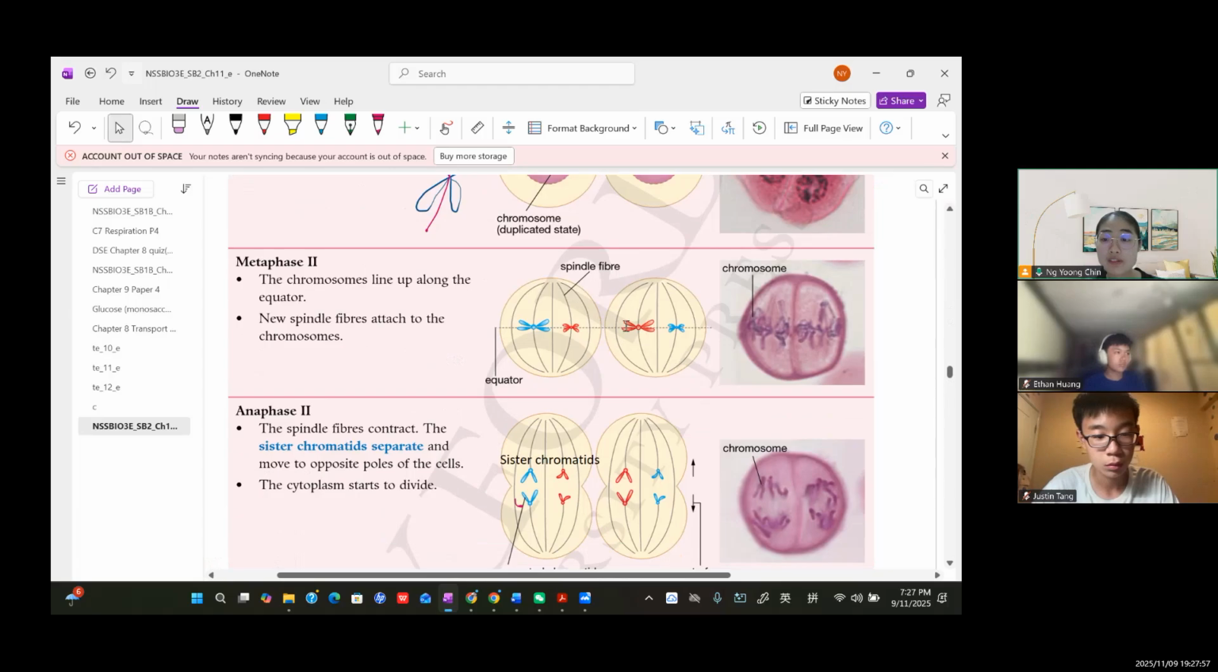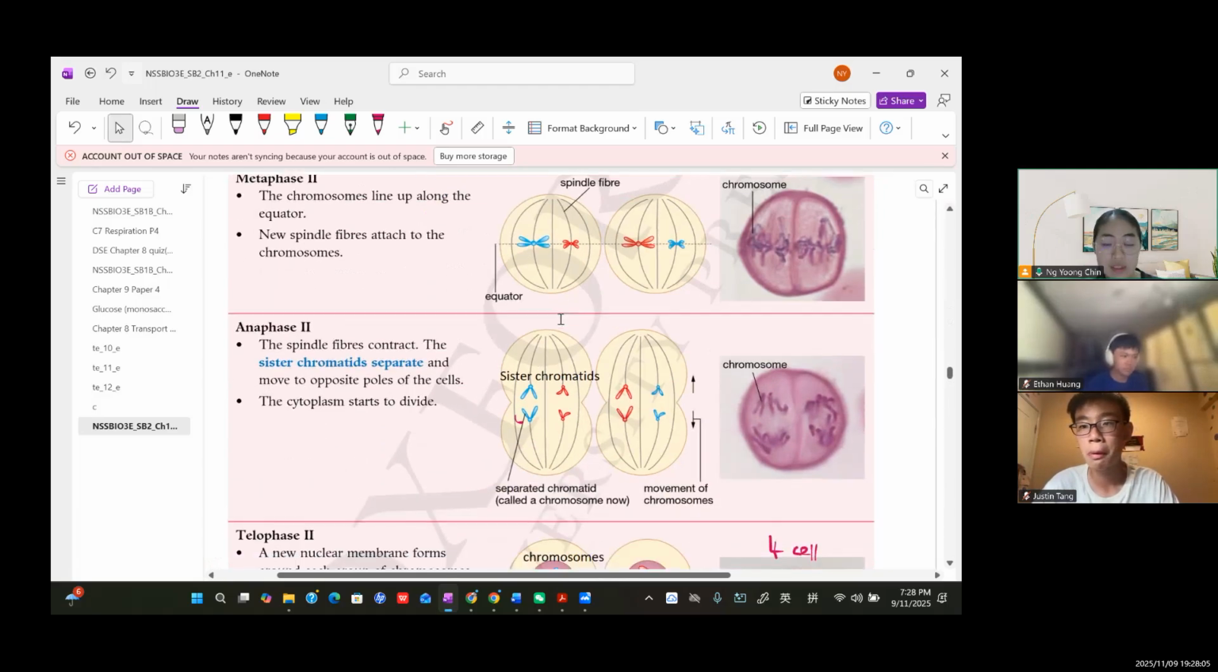So during the metaphase, right, they also align the chromosomes at the equator with the spindle fibers attached to the chromosomes like this. And then in anaphase 2, the spindle fibers will contract. When they contract, they just pull the sister chromatids. So now in meiosis phase 2, we talk about separating the sister chromatids.